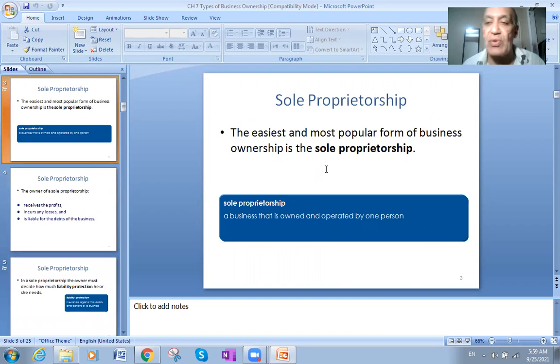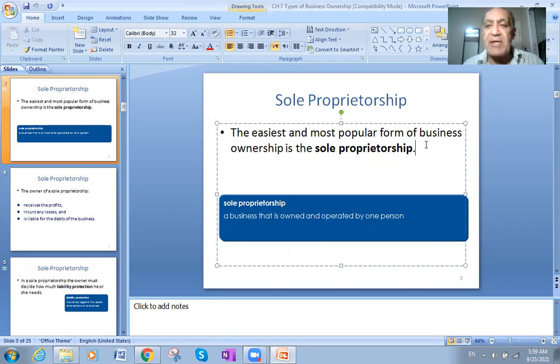Let's start with the sole proprietorship. The sole proprietorship is the easiest and most popular form of business. In the United States, for example, and in most countries of the world, around 70% of business organizations are sole proprietorships. It is owned and managed by one person. Only one person owns it, and he is the one who manages it as well.